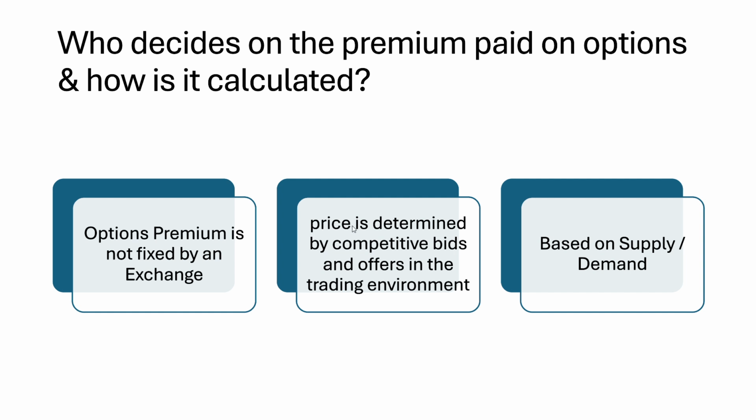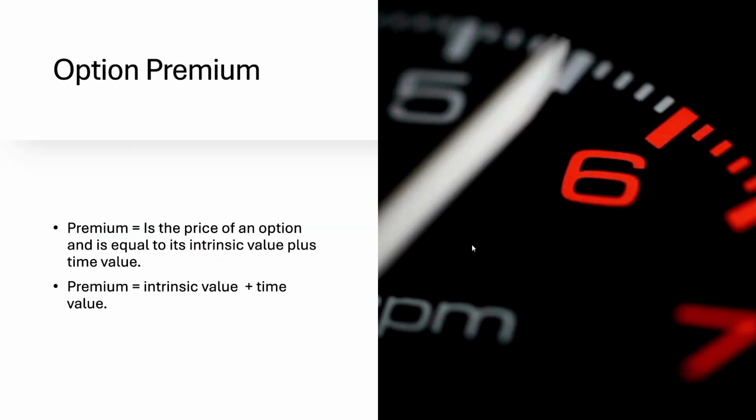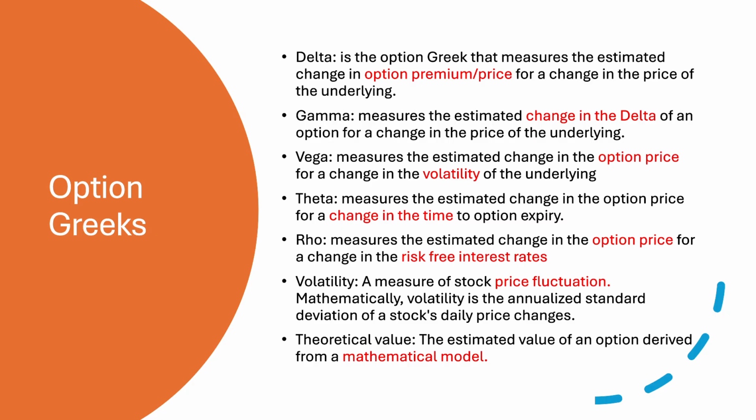So the price is determined by competitive bids and offers. Basically you see bid and ask at the bottom of the option contract, so you might have seen it. Based on that the option premium will be derived. So as I said, option premium is equal to intrinsic value plus time value. Why does it have a time value? Because it has an expiration date.